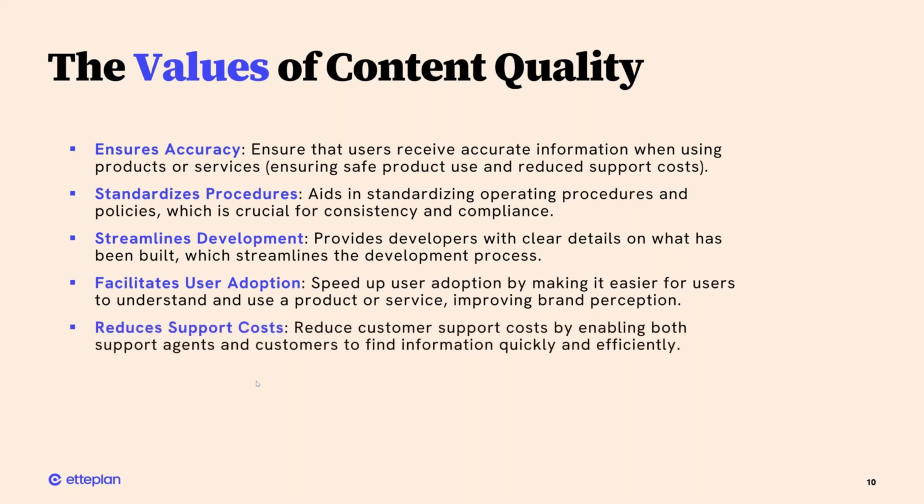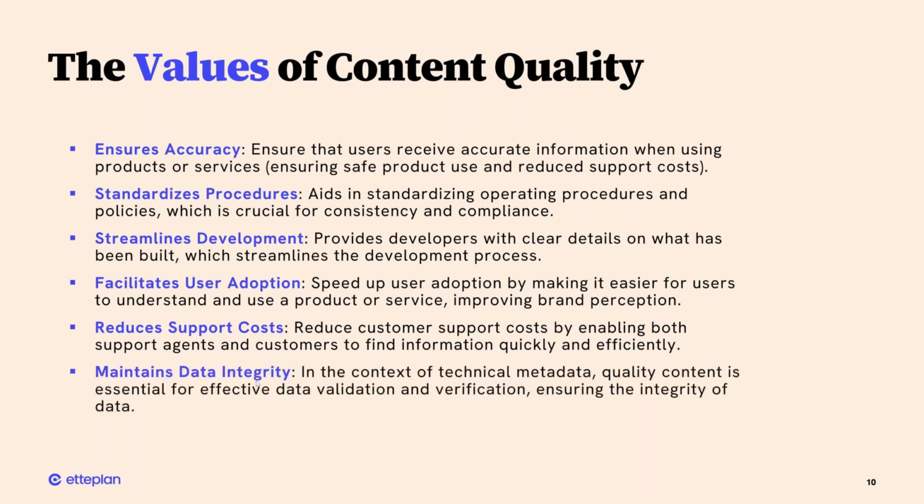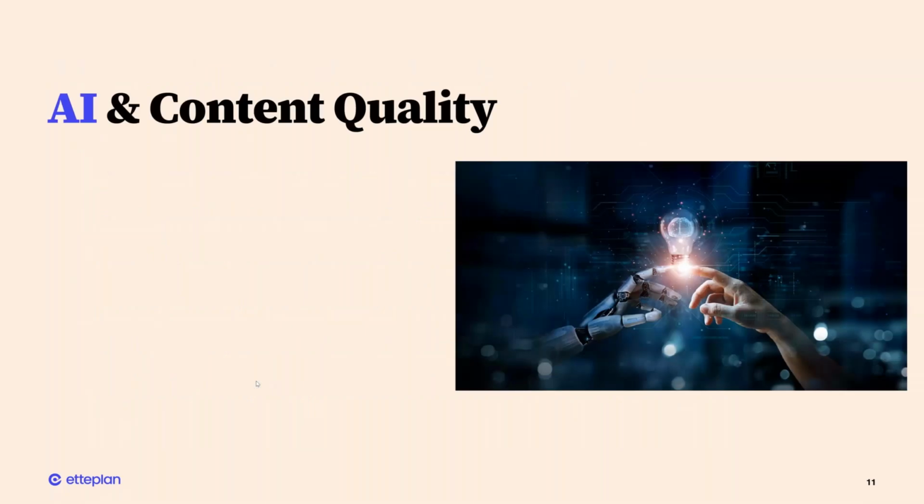It reduces customer support costs by enabling both support agents and customers, like I said already earlier, to find information quickly and efficiently, and it maintains data integrity. So in the context of metadata, for instance, quality content is essential for validation and verification, which then ensures the integrity of data. A little about the relationship then between AI, big buzzword these days, and content quality.